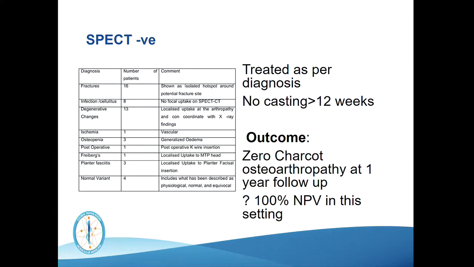And for those patients, we didn't have any cases of Charcot osteoarthropathy. So we find that the negative predictive value, well, in this particular study, it was 100%, but we always find that difficult to claim. But it does appear to have a very high negative predictive value.